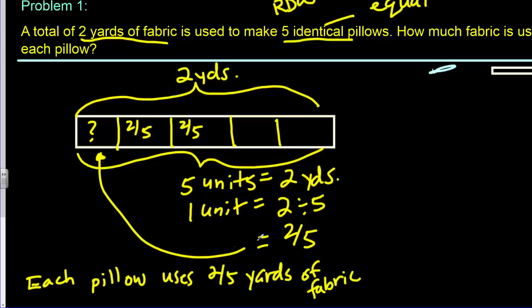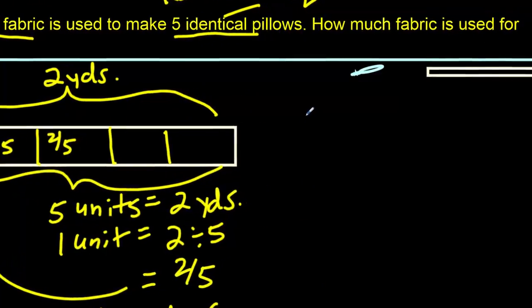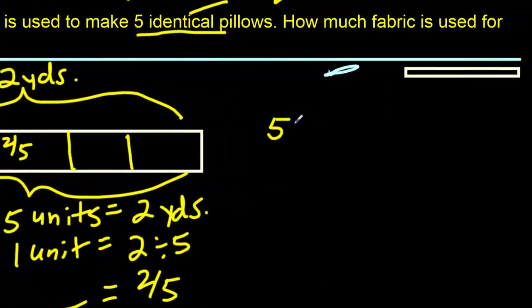We're going to check for the reasonableness. Let's see if this is reasonable. If each unit is 2/5 and I have 5 of those, that's saying 5 times 2/5. And this is going to be equal to, we're not doing multiplication yet, so let's just write this as 5 times.